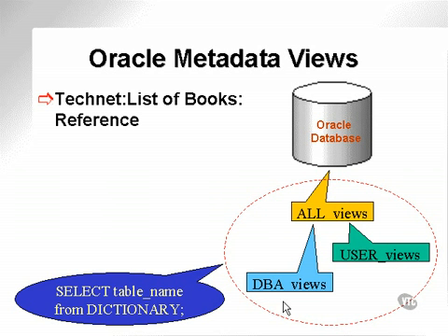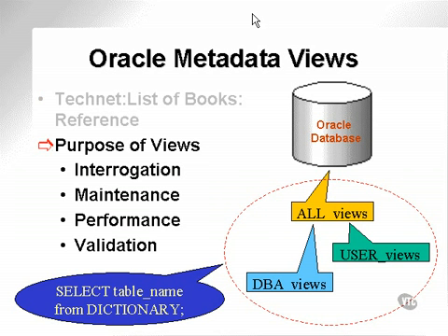If you want to find all the available views, you can run this query in SQL. Also, all the views are listed on TechNet under List of Books, and the name of the book is called Reference. The purpose of the views is four things: interrogation, maintenance, performance, and validation. Interrogation of objects, maintenance of objects, looking at the performance of objects and various other parts of the database, such as the memory and the processors, plus validation.